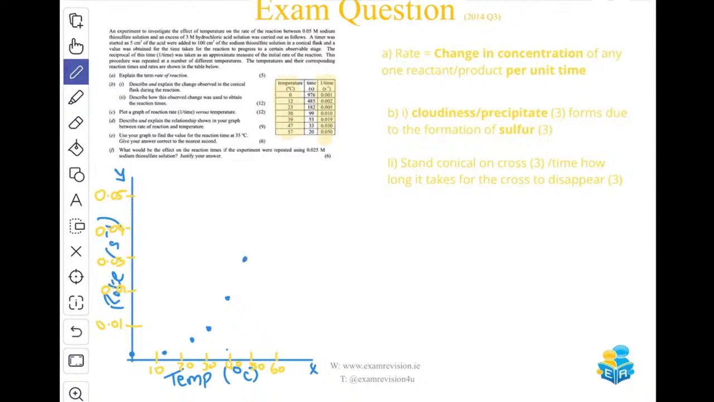So your graph should look something like this, and I think I've done quite well with that. Now, a key thing for Leaving Cert Chemistry, always use graph paper. Always make sure you use graph paper. The new Leaving Cert Chemistry booklets come with graph paper in them. So make sure you use graph paper when you are drawing a graph. Do not draw it on lined paper or blank paper. Use the graph paper that is given to you in the exam.